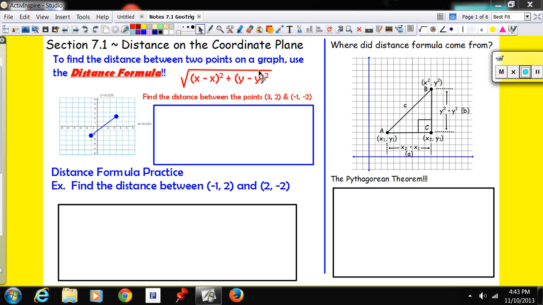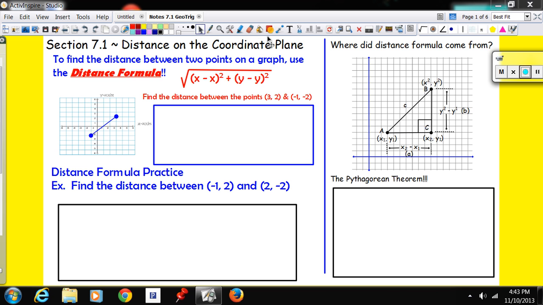the square root of (x minus x) squared plus (y minus y) squared. Now a lot of times though you'll see x2 minus x1 plus y2 minus y1, because you can choose which point you want to be 1 and 2. So I left those out for now.